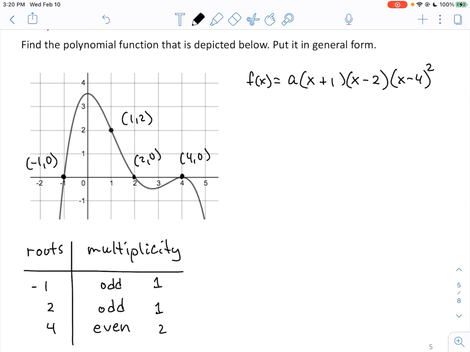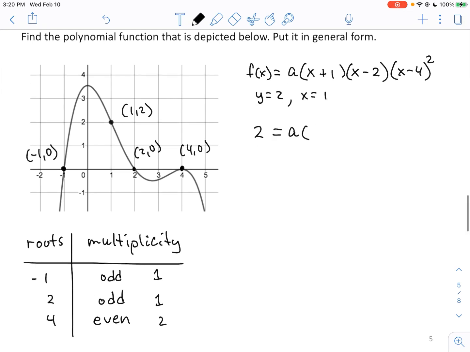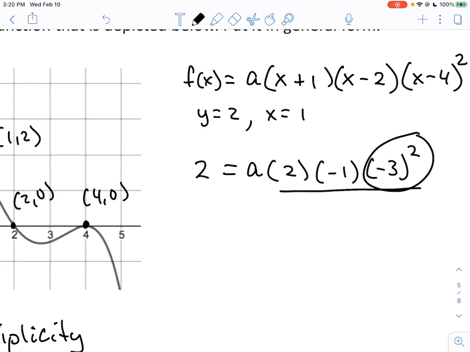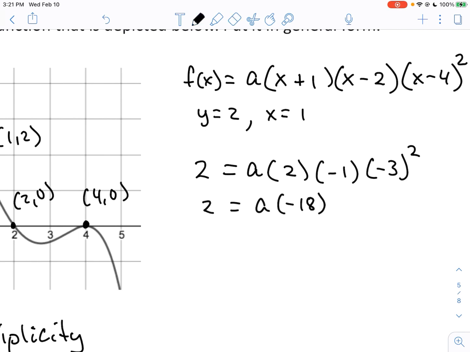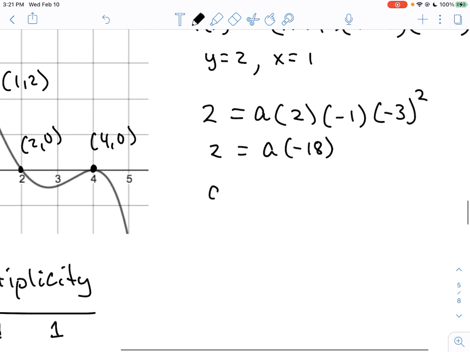So we're going to change the output to 2. At the same time, I change the input to 1. So we have 1 plus 1 is 2. We have 1 minus 2 is negative 1. And we have 1 minus 4 is negative 3, but that one's squared. And we just have to solve for a. Do the squared first. That's a 9 times a negative 2. So we have a negative 18. So we have 2 equals a times negative 18. And then divide by negative 18, and we get a equals negative 2/18, which is negative 1/9.